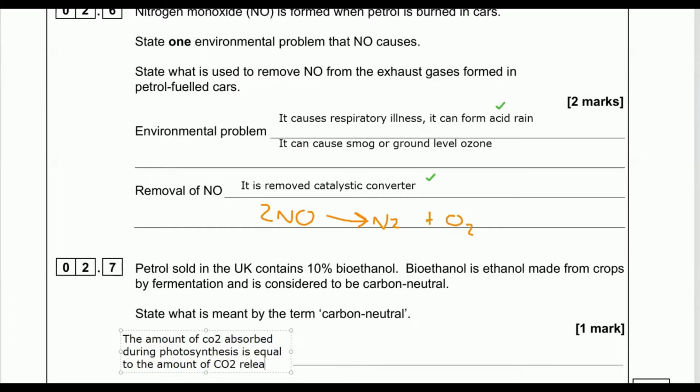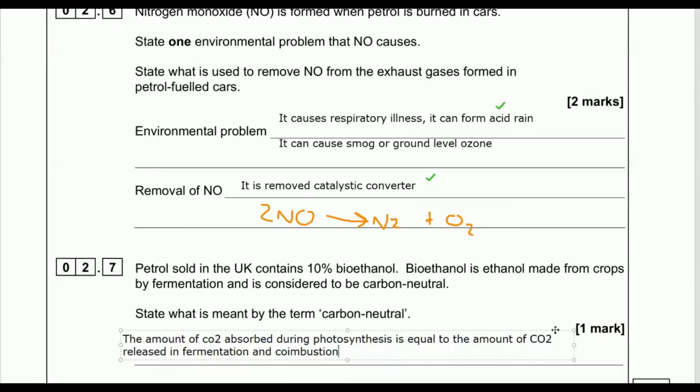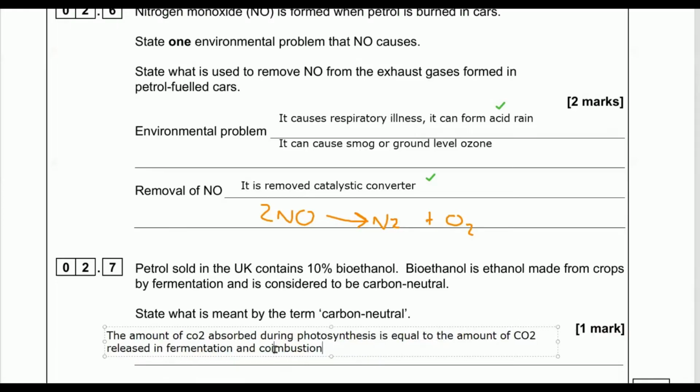And when you do fermentation and combustion, you combine those 2 equations together, and you release 6 carbon dioxide. So overall, there's no net release of carbon dioxide to the atmosphere. So it's carbon neutral. If you weigh up the amount of carbon dioxide absorbed by photosynthesis, it's exactly equal to the amount of carbon dioxide released in fermentation and combustion from 1 molecule of glucose. And that's your lot. That's the end of this question.